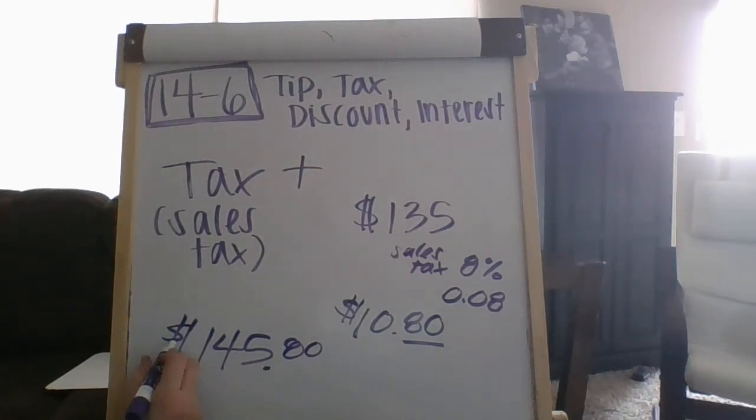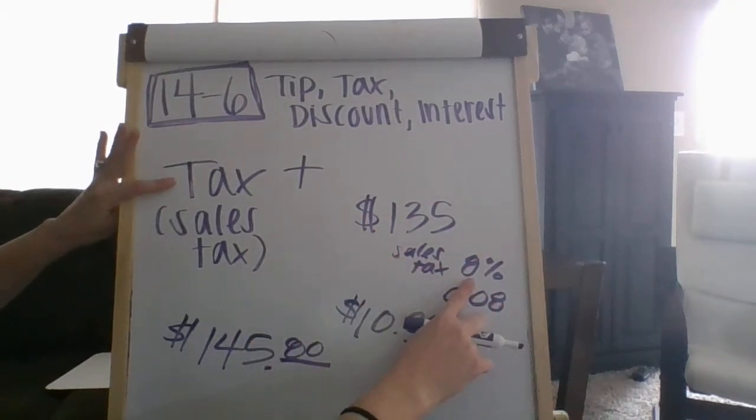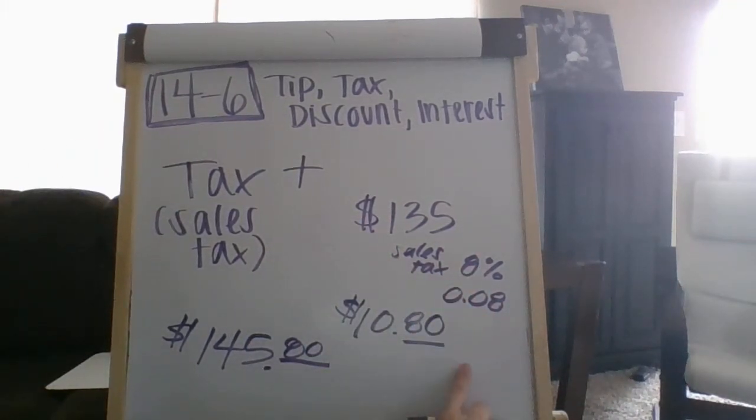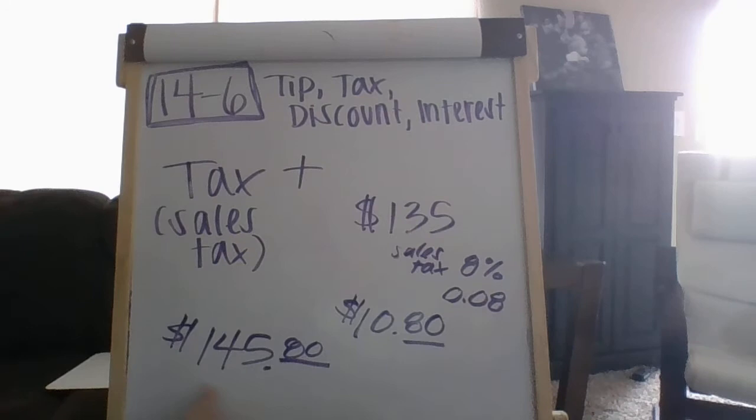Now, look at how I did this one, you guys. I have my money sign, and then I have 2 spots after the decimal in my money format. So we're dealing with tax. We're going to multiply it by our percent. This is our sales tax amount, but then we're going to add it to our original cost. Here is our total cost.